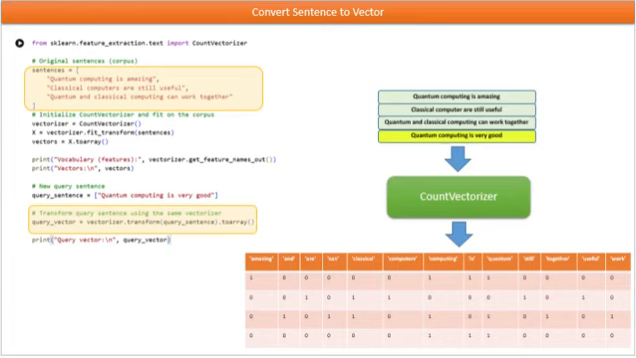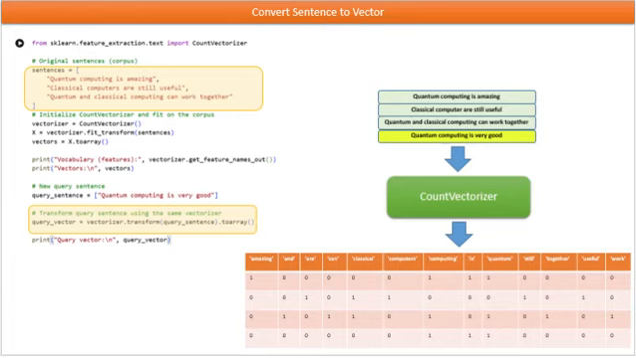On your screen, you can see the Python snippet where we start with a small corpus of sentences. Quantum computing is amazing. Classical computers are still useful. Quantum and classical computing can work together. We use CountVectorizer, a simple but powerful tool from scikit-learn, to convert each sentence into a numerical vector.